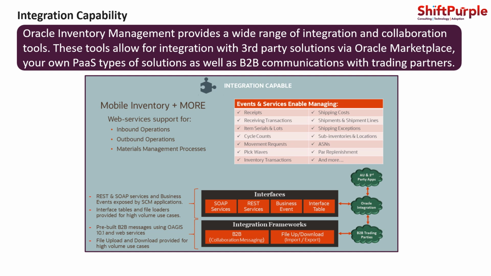So we have mobile inventory plus more, like inbound operation, outbound operation, you can perform using a mobile device as well. And REST and SOAP services are utilized, interface tables, pre-built B2B messaging system, or file upload and download provisioning. These are the features which we can use for the integrations with the third party.